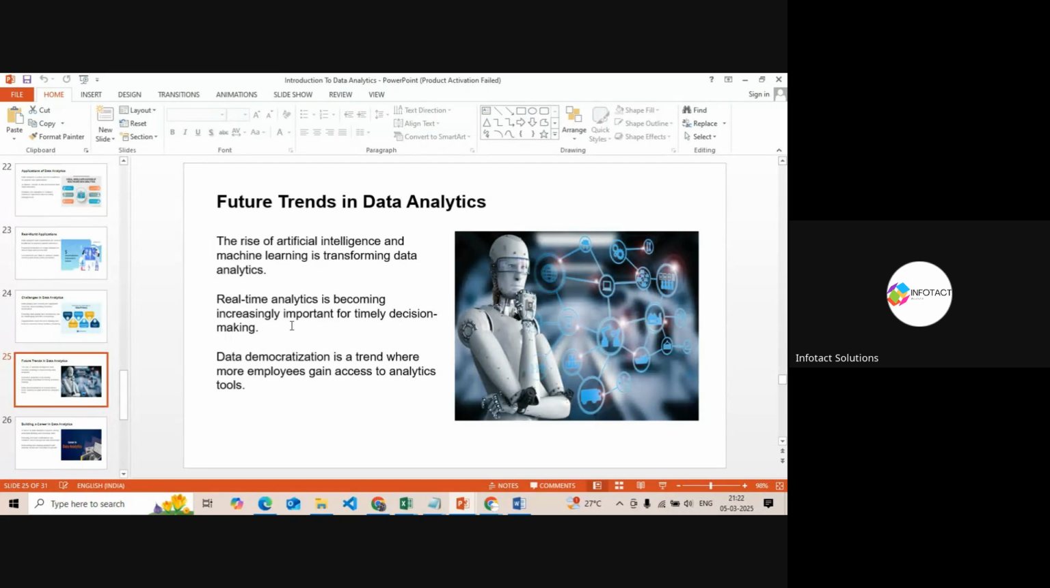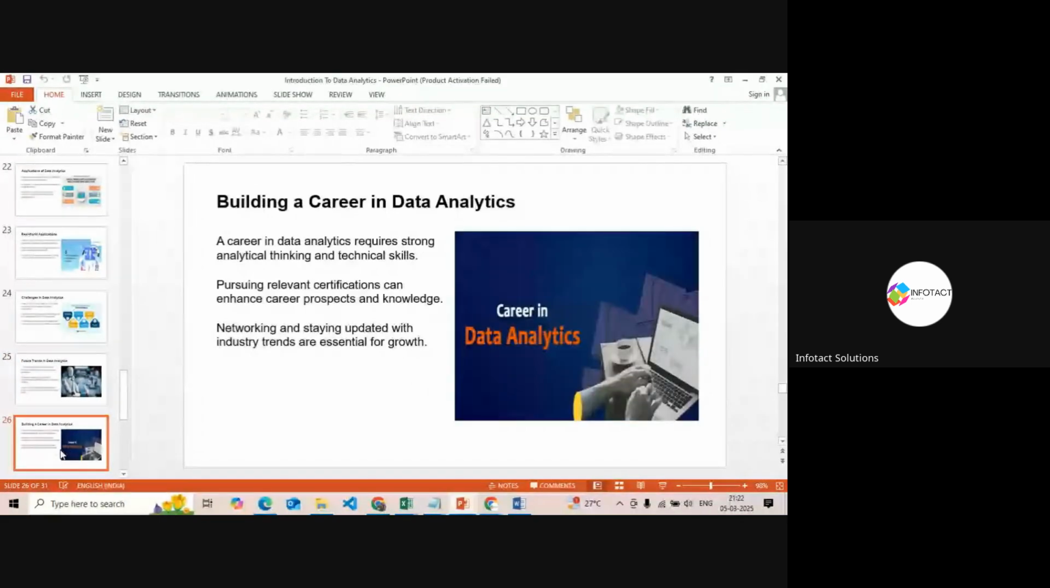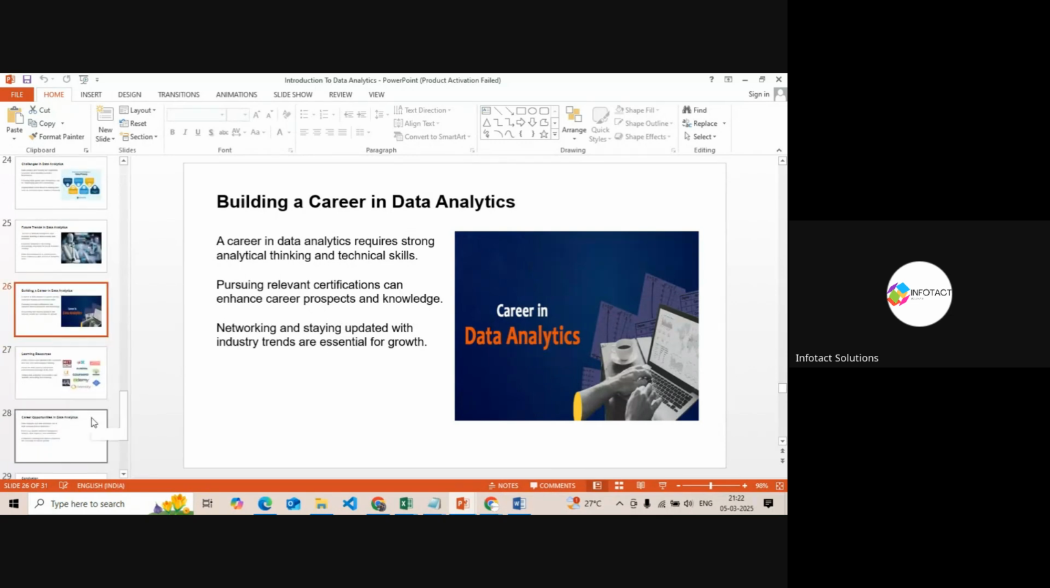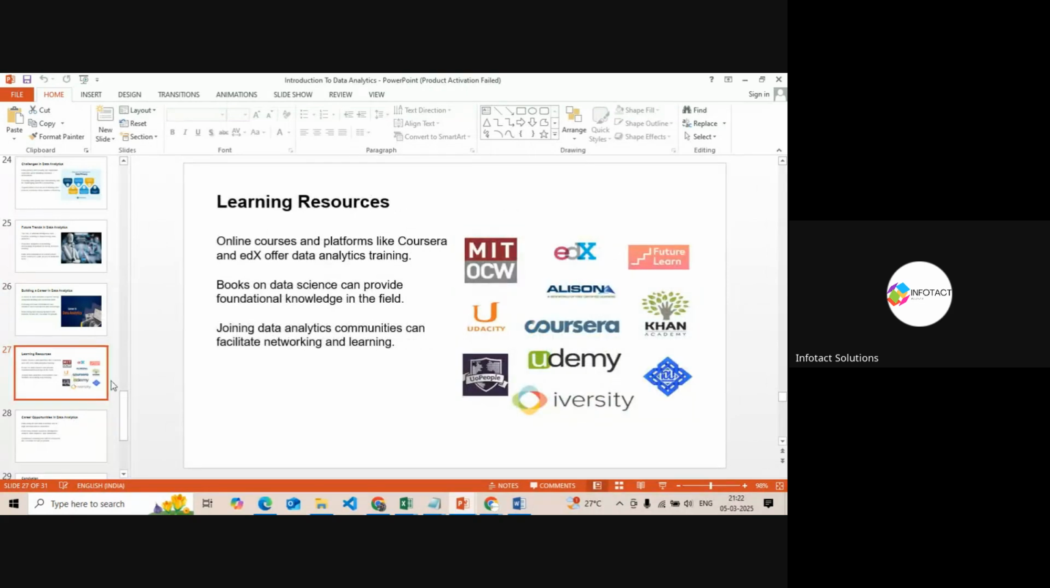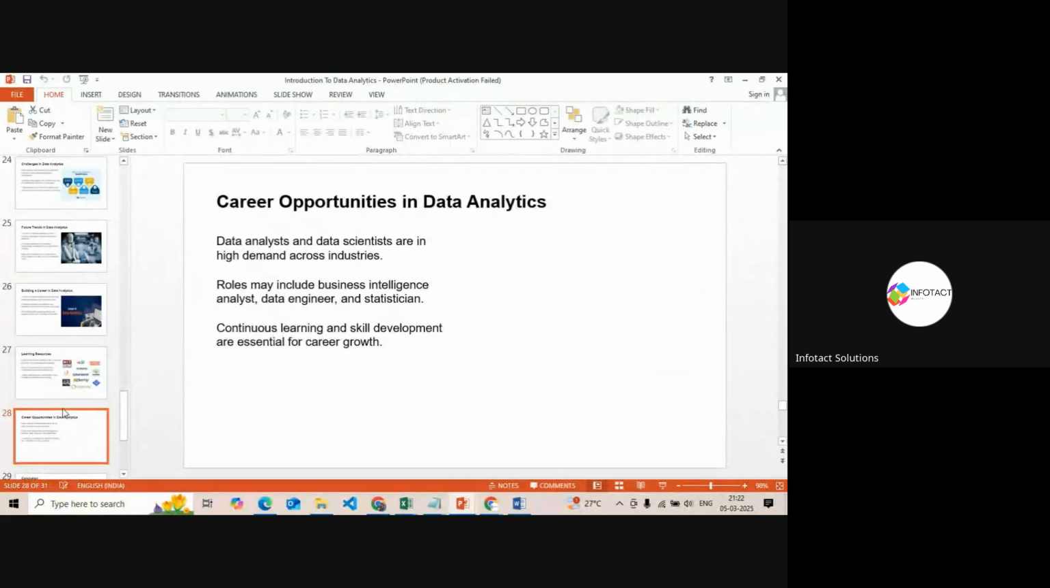Future trends in data analytics: the rise of AI and ML is transforming data analytics, and real-time analytics is becoming increasingly important for timely decision making. Data democratization is a trend where more employees gain access to analytics tools. Building a career in data analytics requires strong analytical skills and technical skills. These are the learning resources and career opportunities.